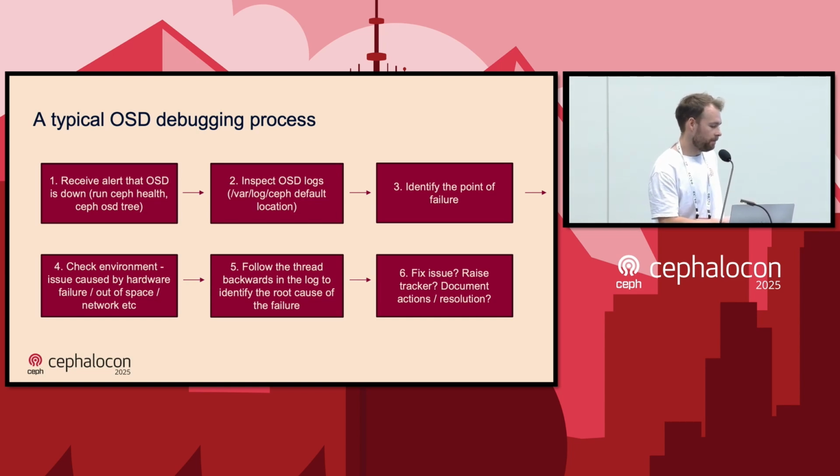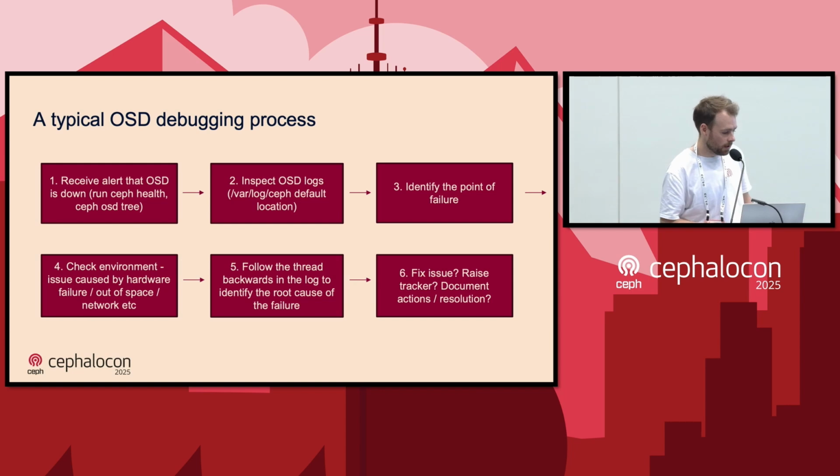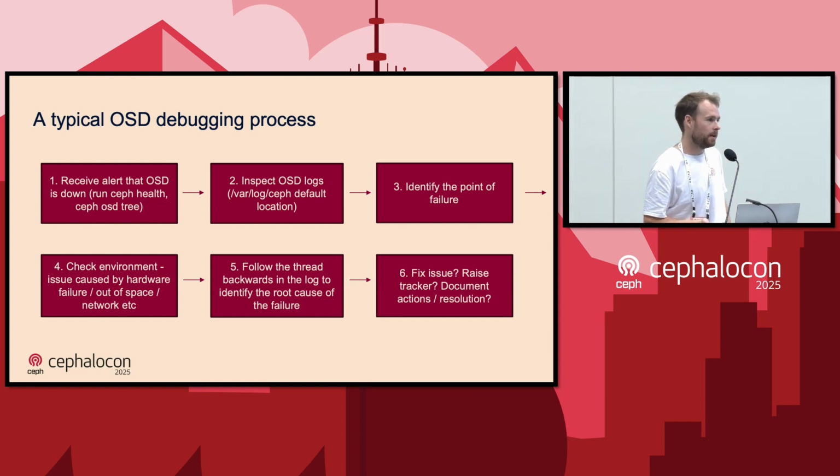If I have checked those and I still don't know why the OSD has crashed, this is my typical process when I'm debugging why the OSD has crashed. So first of all, I've received an alert. If you're running a production cluster, you probably have some sort of notification service set up. If you're just doing development, you might be manually running the ceph health command, like I do, or running the ceph osd tree command to see the status of all of the OSDs in the cluster. When I see one's down, I take a look at the OSD log for the OSD that's crashed. I try and identify the point of failure in the log. So where is the point where the OSD has actually gone down?